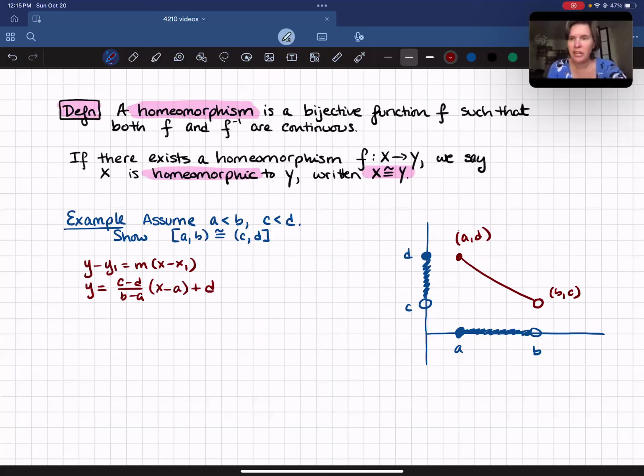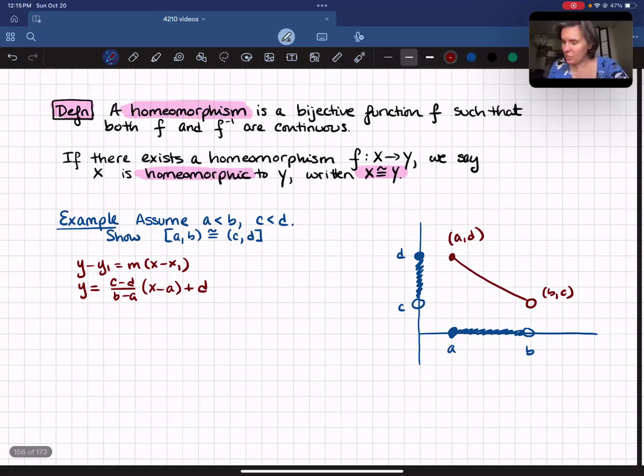And just to check, I like to check what I get if I plug in a for x. If I plug in a for x, this whole first term becomes 0 and I get d. So when I plug in a for x, I get d, and that shows that it goes through the point a comma d. What if I plug in b for x? If I plug in b for x, the b minus a's cancel, and I get c minus d plus d, I get c. So if I plug in b for x, I get c for y, showing that it goes to the point b comma c. Okay, so I think I did it correctly.